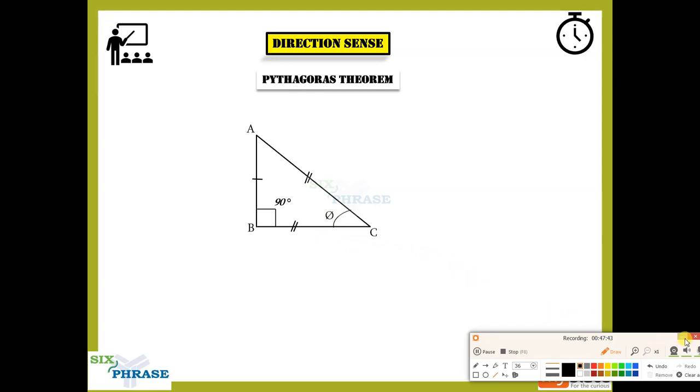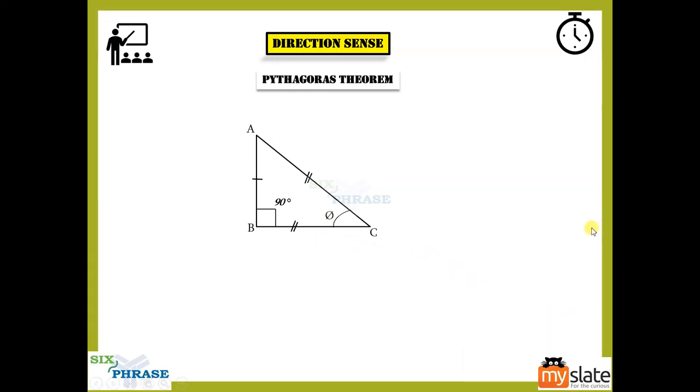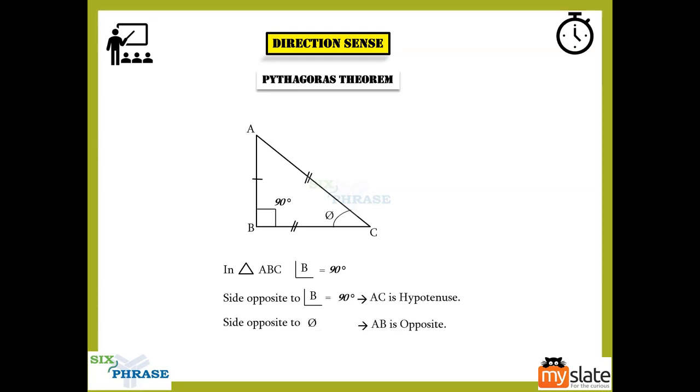So if you take all this into consideration, in triangle ABC, angle B is 90 degrees, guys. Because angle B is 90 degrees, the side opposite to angle B is AC, which is the hypotenuse. The side opposite to theta, which is AB, is called the opposite side, and the side adjacent to theta, which is BC, is called the adjacent side. So as you can see, this is adjacent, this is hypotenuse, and this is opposite.